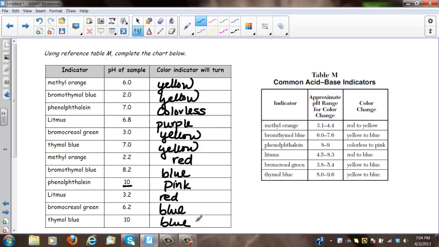Well, that's it for pH and indicators. Stay tuned tomorrow for an interesting lecture on neutralization.